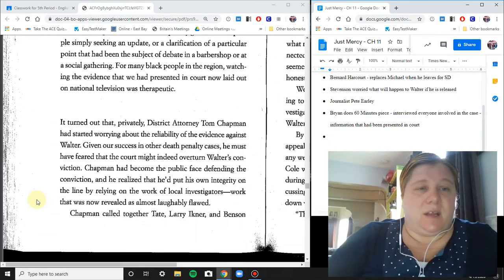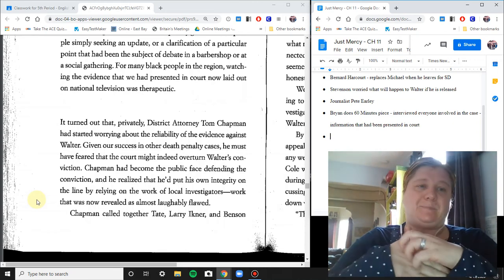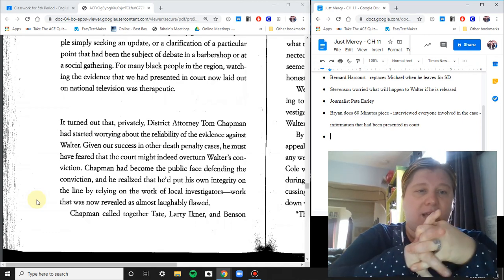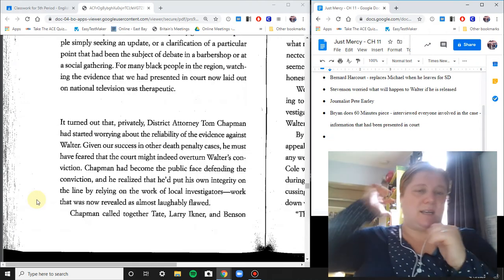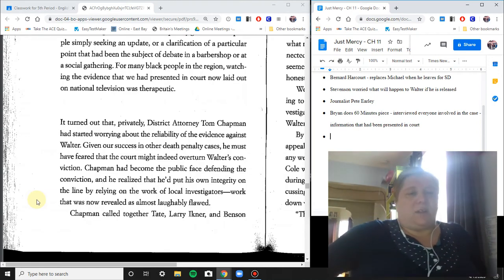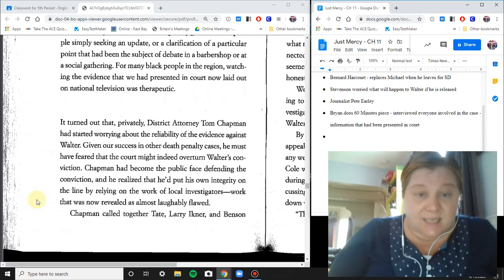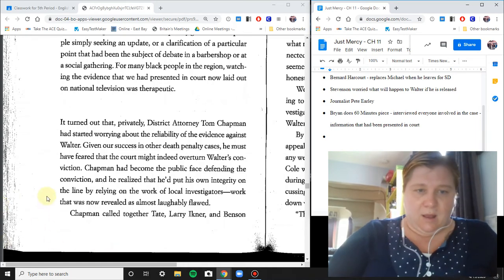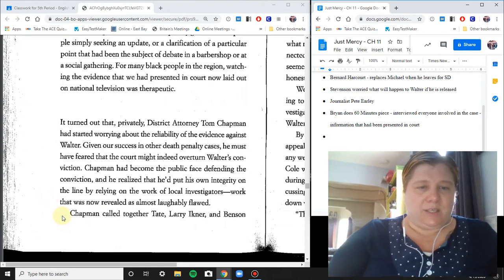For many black people in the region, watching the evidence that we had presented in court now laid out on national television was therapeutic. It turned out that, privately, District Attorney Tom Chapman had started worrying about the reliability of the evidence against Walter. Given our success in other death penalty cases, he must have feared that the court might indeed overturn Walter's conviction. Chapman had become the public face defending the conviction, and he realized that he put his own integrity on the line by relying on the work of local investigators, work that was now revealed as almost laughably flawed.